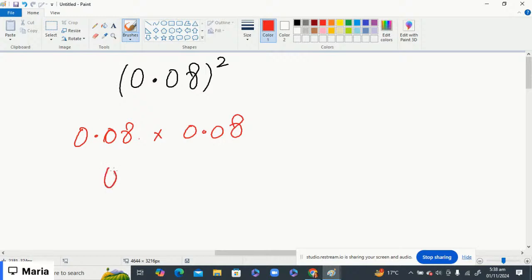Putting 0 on the top as it is. How many zeros after the point? Two zeros. Just put it here. And 8 times 8 is 64. Where? No, this is not right. Your answer is again wrong.